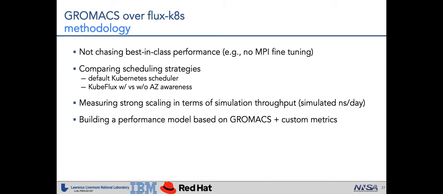So we compared the Kubernetes scheduler, the Kube scheduler, against KubeFlux in two ways. One is vanilla, how it comes, without any kind of optimization. The other implementation that we did was considering the three availability zones. So we say in the results, we compared KubeFlux with or without availability zone awareness.